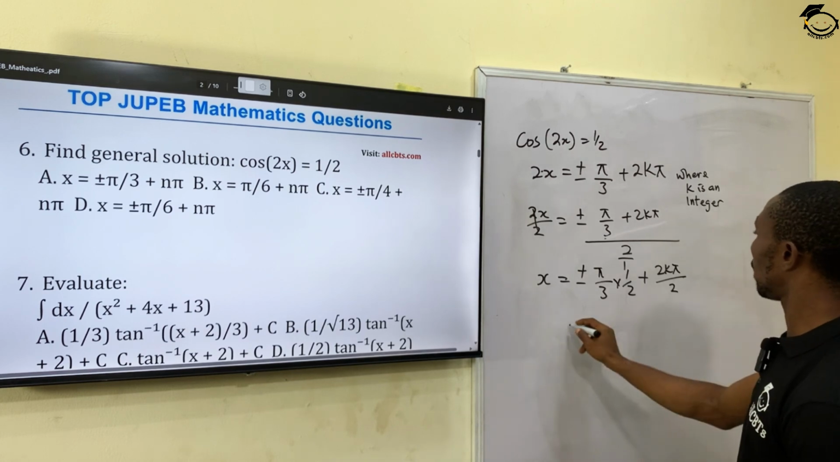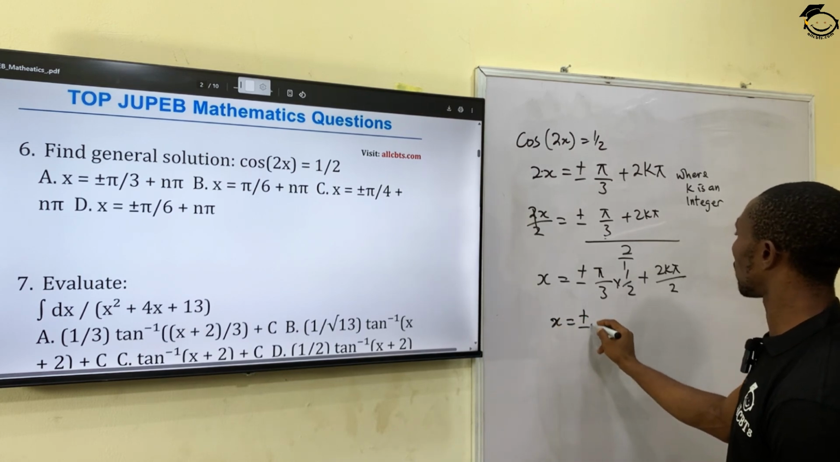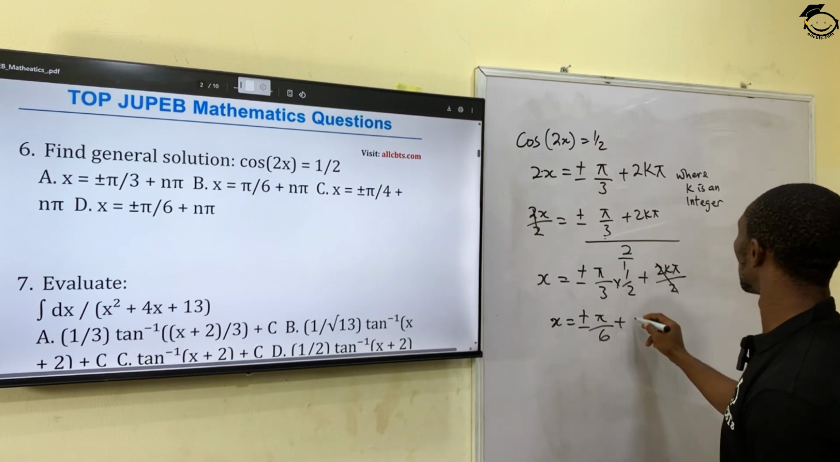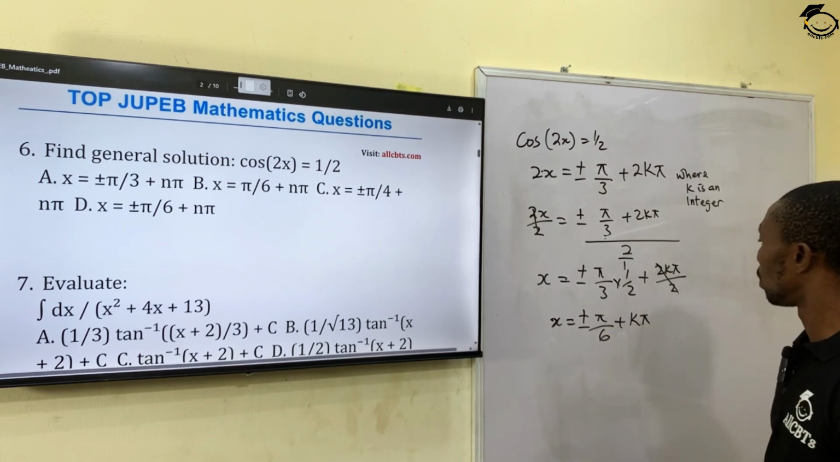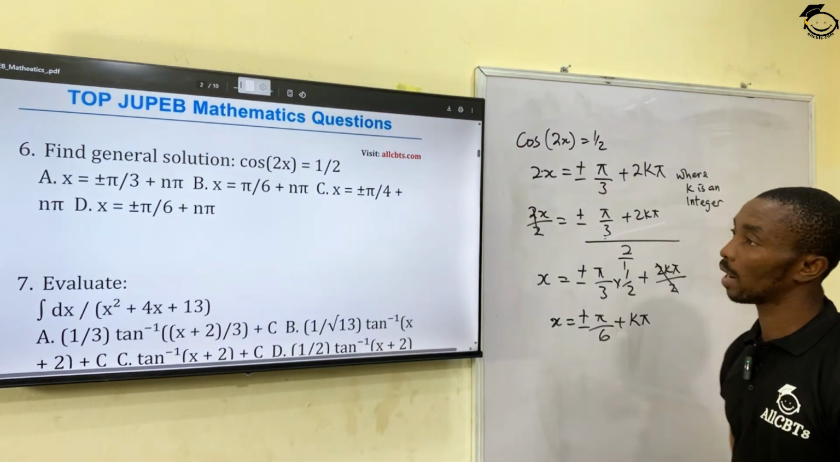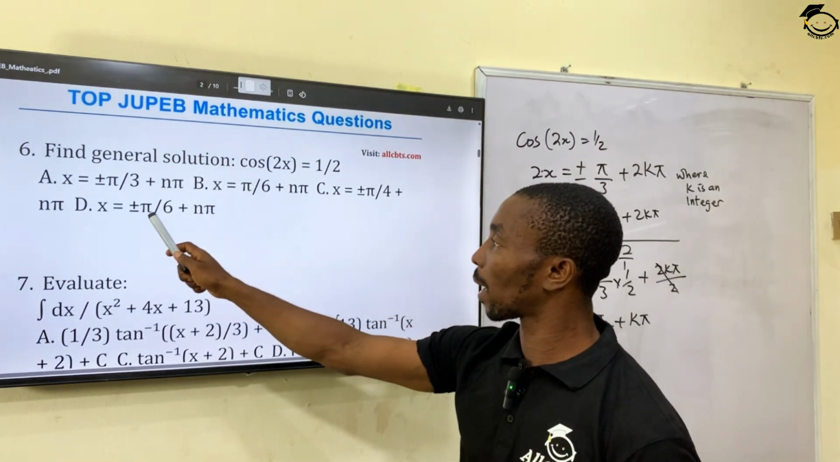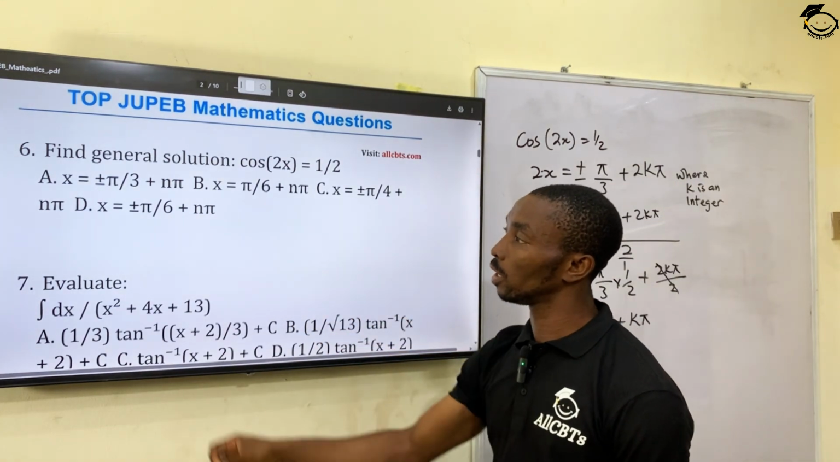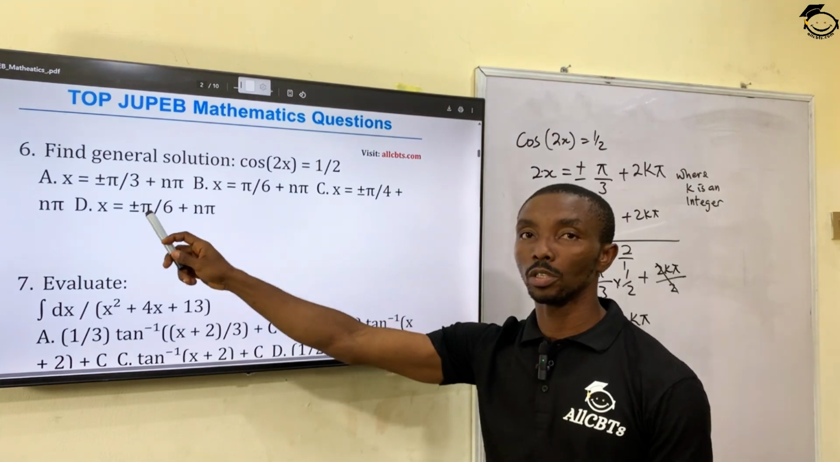Okay, so our x will become plus minus pi over 6 plus k pi. Right, in this situation, we are having it as plus minus pi over 6 plus n pi, where your n is your integer. So our answer will be option D.